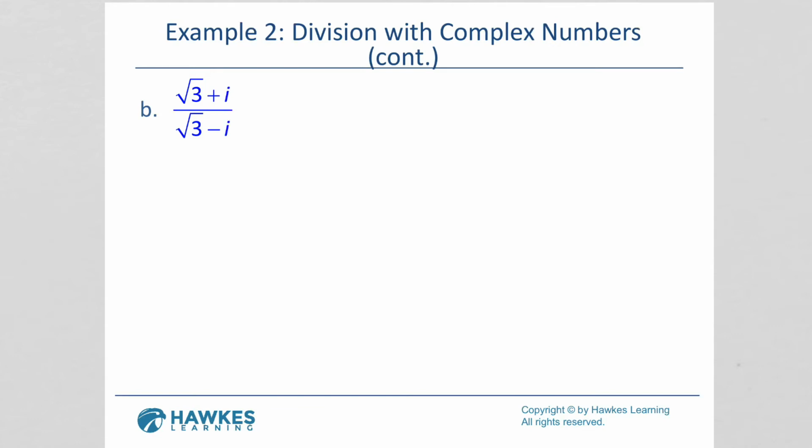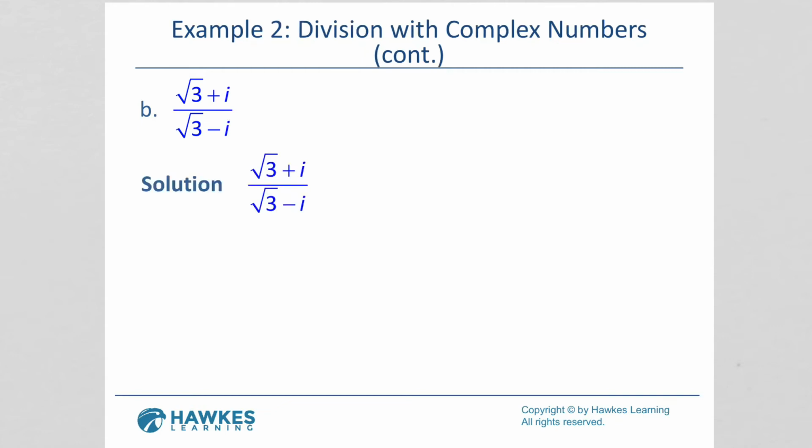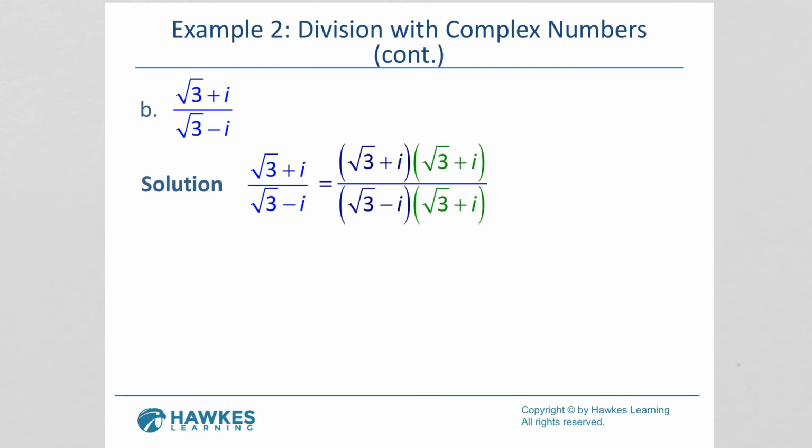Example 2b, we have the square root of 3 plus i over the square root of 3 minus i. The complex conjugate is going to be the square root of 3 plus i, so I'm going to multiply numerator and denominator times the square root of 3 plus i. My numerator ends up giving me 3 plus 2 square root of 3i plus i squared, over, and then in my denominator I have the square root of 3 squared minus i squared.